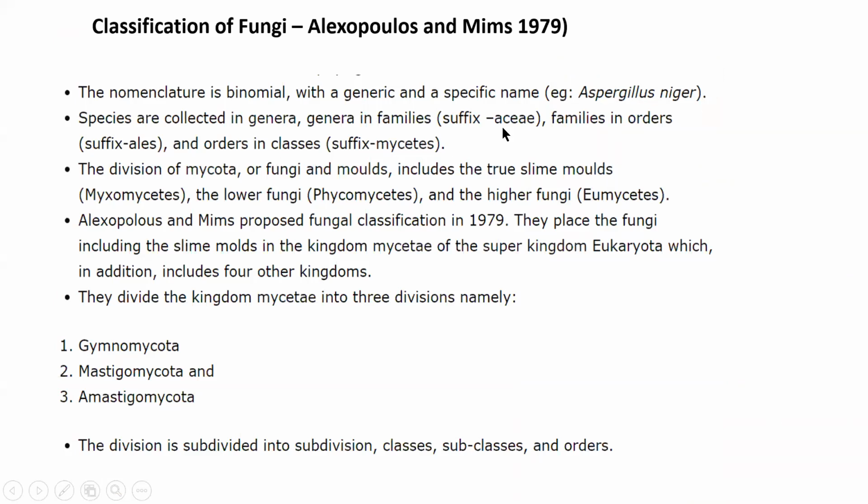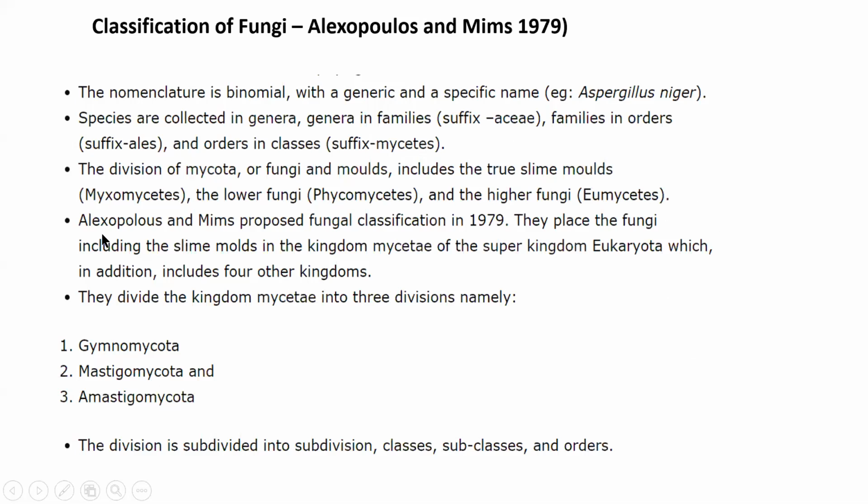And families have -aceae, orders have -ales, and classes have -mycetes as the suffix. So the division Mycota, or fungi, are called true molds. Lower fungi are called Phycomycetes. Higher fungi are called Eumycetes. Generally, this is the categorization.